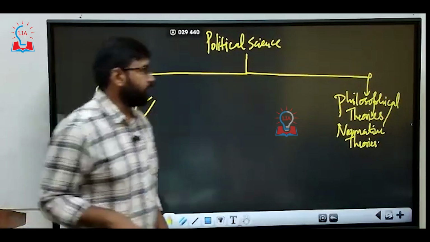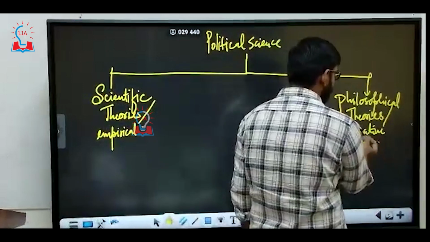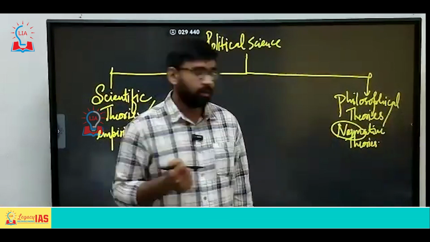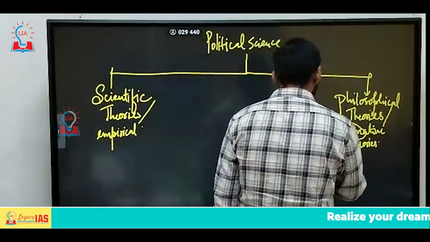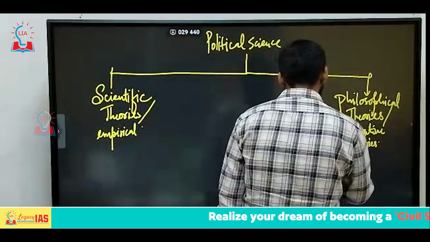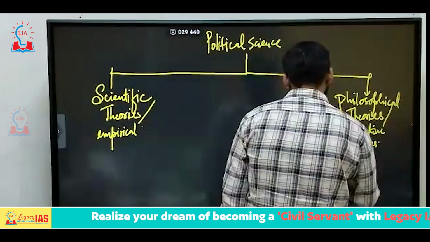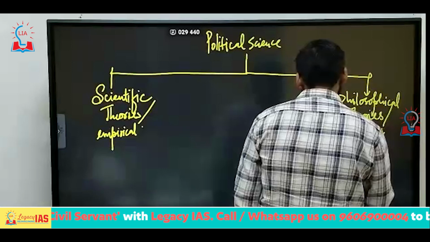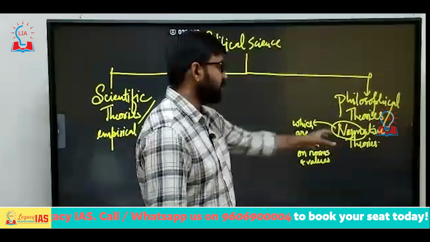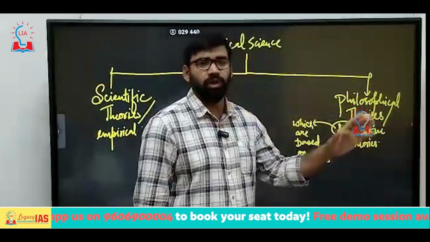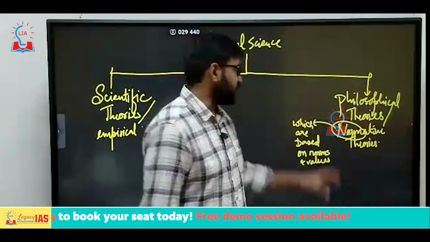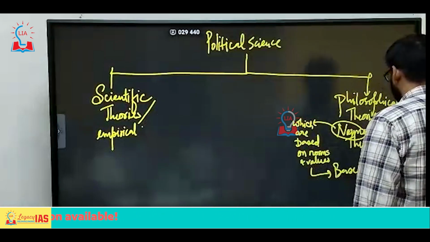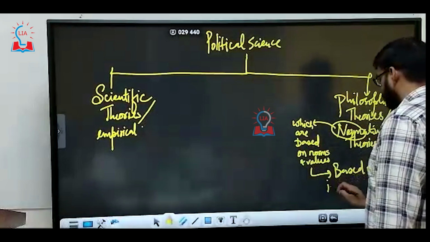Now, what do you understand by philosophical theories or normative theory? Normative means the theories which are based on norms and values. Getting my point? That means here no need for factual experiments. This is just based on logics. Philosophies are just based on logics, interpretation.